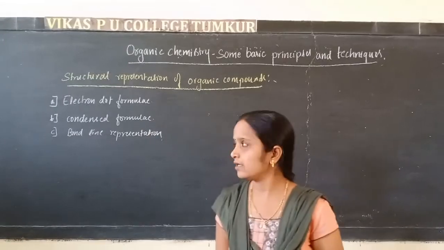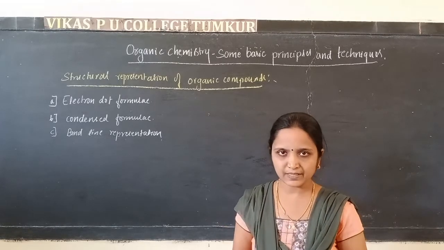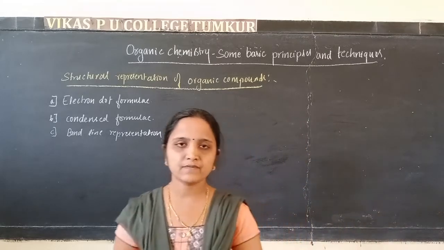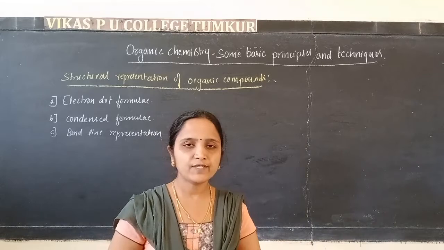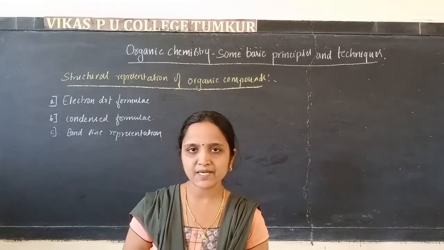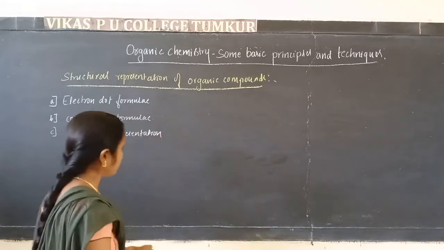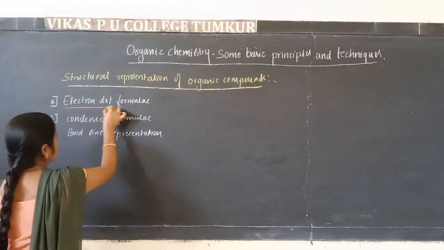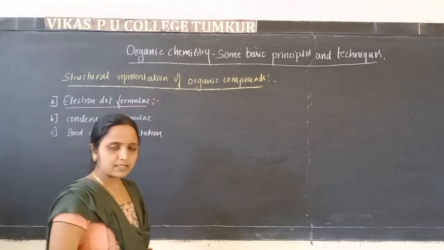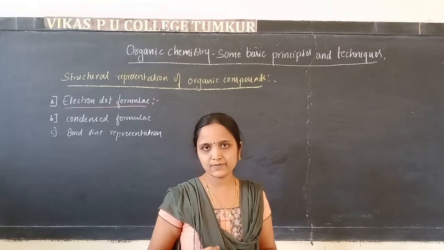How to represent the given compound in the electron dot formula method? In this, the valence electrons of the atoms are represented by dots. Suppose we take one example. In the electron dot formula, the valence electrons of the particular atoms in a compound are represented by dots.